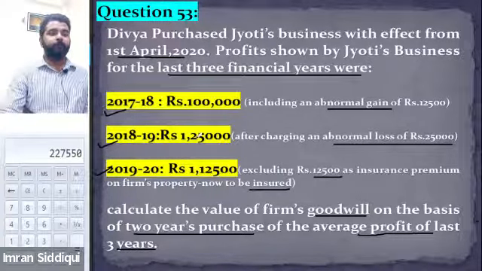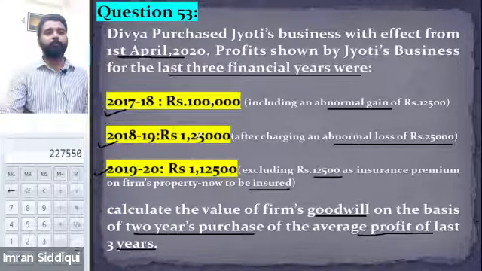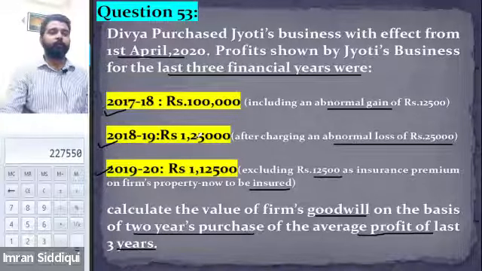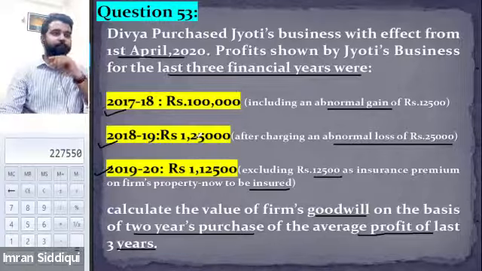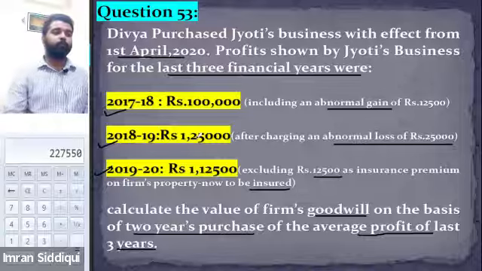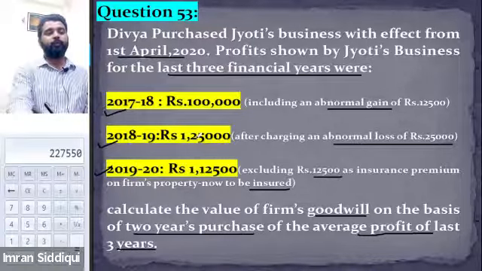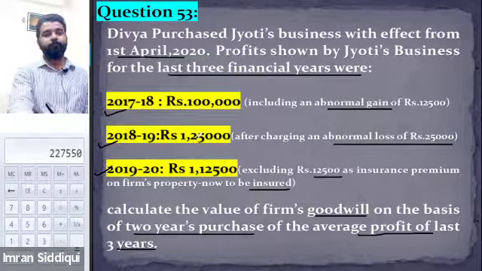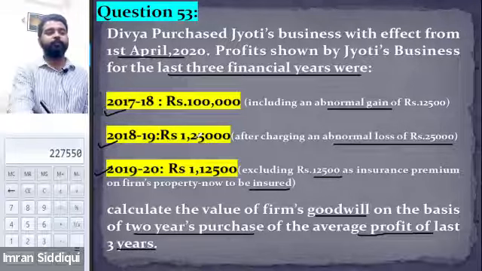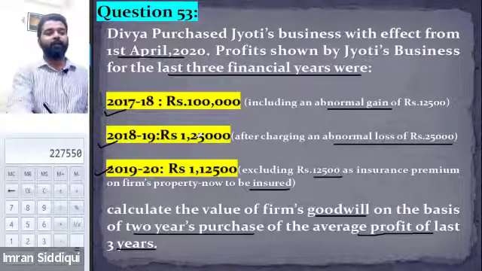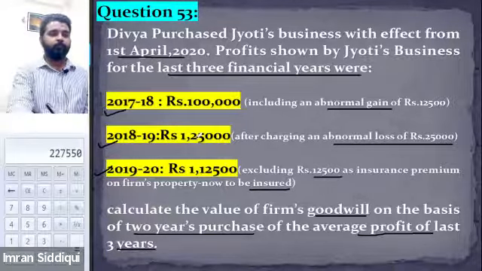Yes, sir. But the question is also saying, everyone is able to see the bracket instruction. It says that including an abnormal gain of 12,500. So abnormal gain of 12,500 is included in 1 lakh. Now tell me, in order to find out the normal profit, what do we need to do? Out of 1 lakh, 12,500 needs to be subtracted, or it requires to be added? In order to find out the normal profit for the year 2017-18, do we need to add the 12,500 or subtract it? We need to subtract it, correct?